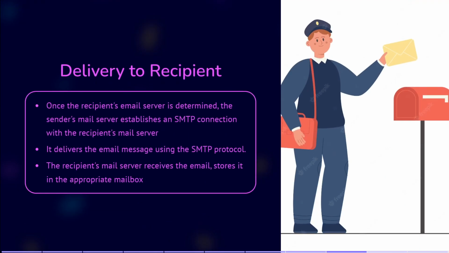Delivery to recipient. Once the recipient's email server is determined, the sender's mail server establishes an SMTP connection with the recipient's mail server. It delivers the email message using the SMTP protocol. The recipient's mail server receives the email, stores it in the appropriate mailbox, and may send a notification to the recipient's email client or device.